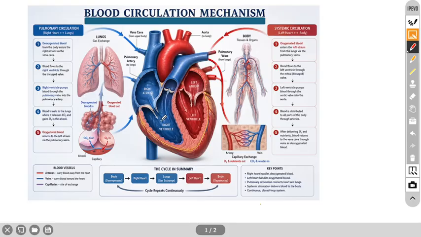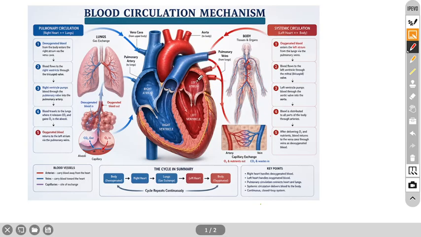Then it fills the right ventricle and transfers the blood into the lungs by the pulmonary artery, opened with the pulmonary valve. Then in the lungs, the deoxygenated blood releases CO2 in the alveoli and takes in oxygen. Then the oxygenated blood goes out through the pulmonary vein into the left atrium.